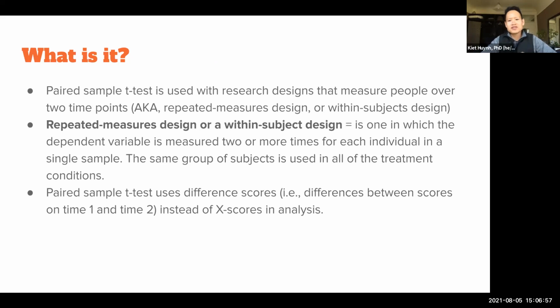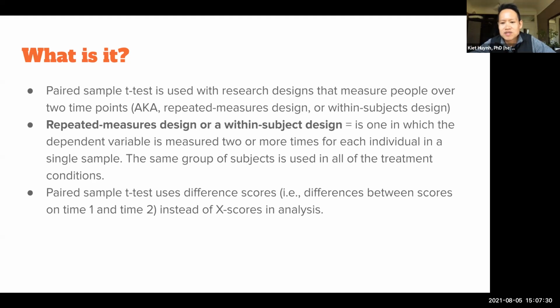So what is it? The paired sample t-test is used with research designs that measure people over two time points specifically. We call these types of designs either repeated measures design or within subjects design. They both mean the same thing. Repeated measures is self-explanatory because you're repeating the measure, the number of times that you measure the same participants over time. Within subject design just means that you're measuring the same people across time.